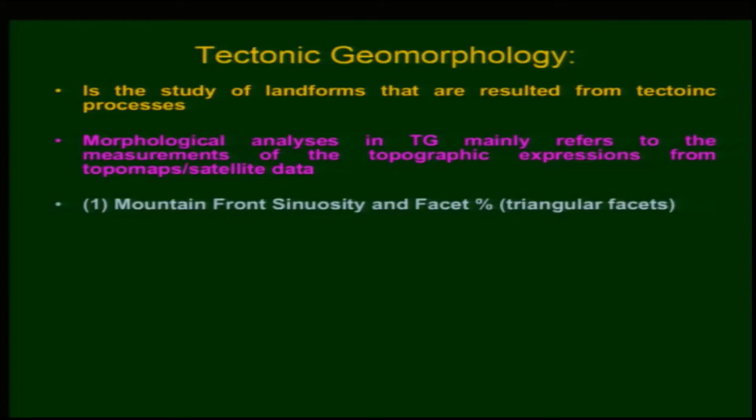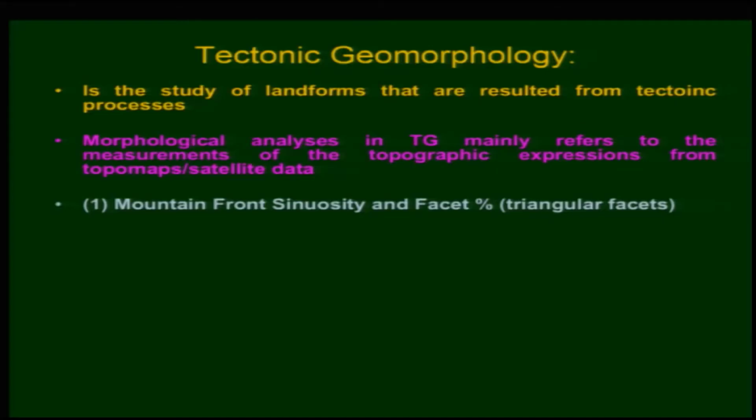And then we have some parameters which one can study to identify if the area is tectonically active, or we can also differentiate whether the area is more active or less active based on these parameters. First is the mountain front sinuosity and the facets. Mainly we call them triangular facets, and what those are we will discuss in the coming slides.